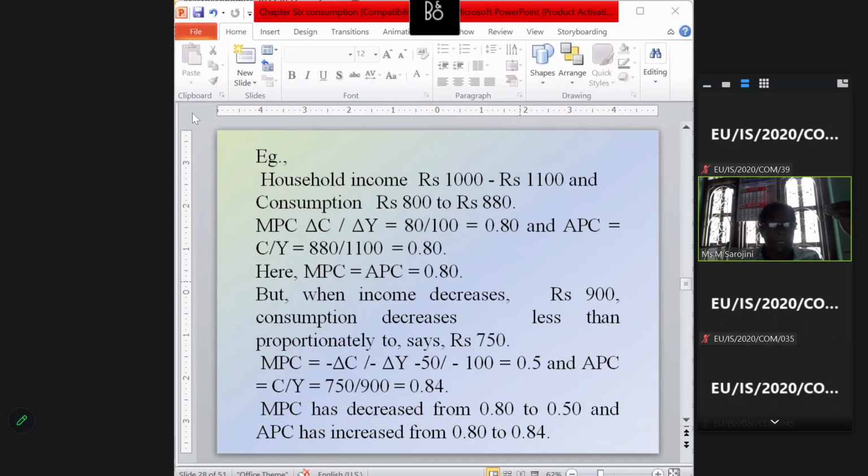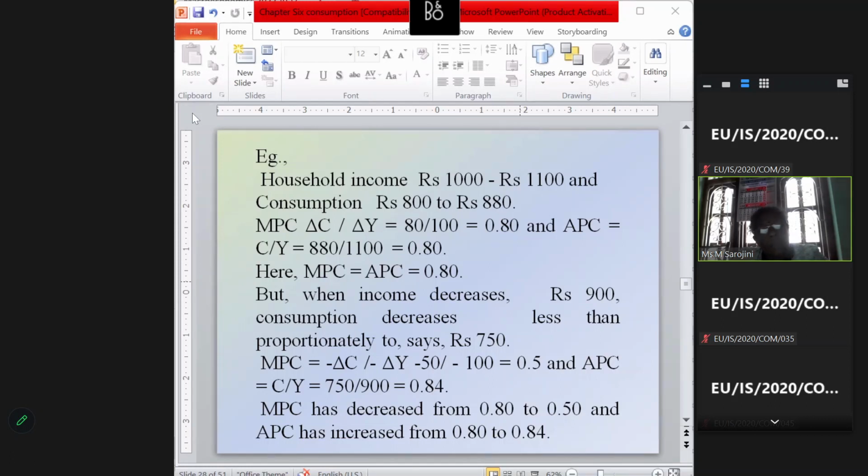What happened here? In this situation, when income decreases, consumption decreases less than proportionately. This explains that APC rises and MPC falls. Here you can check APC is equal to 0.84. Before decreasing consumption and income, the APC is equal to 0.80, but here it is 0.84. And you can check the MPC as well.